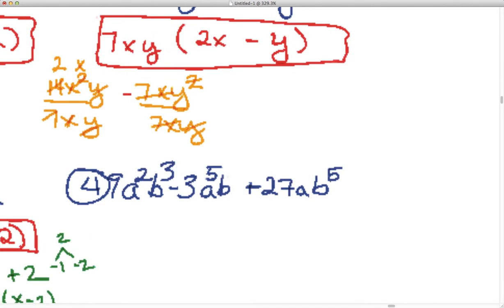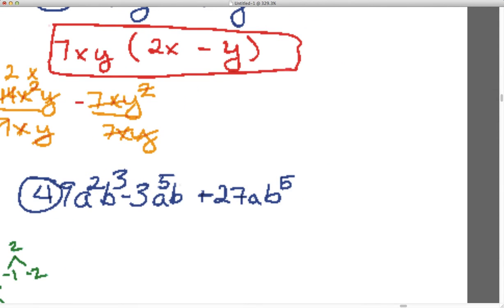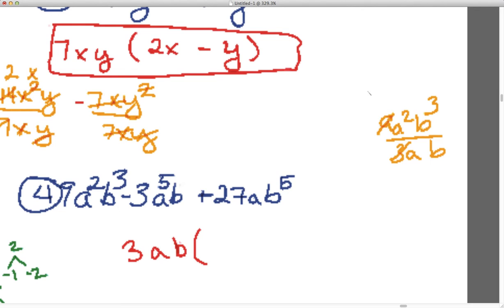Okay, last example. This one here, we have a 3 common everywhere, an a to the first power, and a b to the first power as well. And then to factor it out, once we go off to the side, we have a 9a squared b cubed over a 3ab. That cancels, leaving me a 3. That cancels, leaving me an a. That cancels, leaving me a b squared. So that's going to be a 3. Oops. I guess we should keep the same colored theme there.